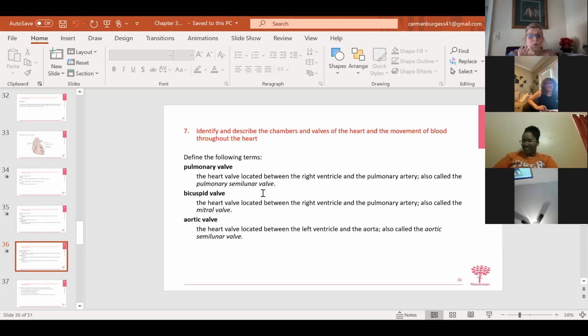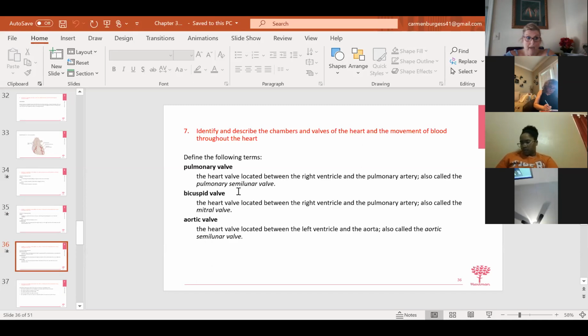So the pulmonary valve is going to be between your right ventricle and your lungs. And the pulmonary artery, basically, because what is that pulmonary artery doing? It's taking that blood to the lungs. It's called semilunar because it has two half-moon shaped flaps to it. So pulmonary valve, where is that located? Between the right ventricle and the pulmonary artery.